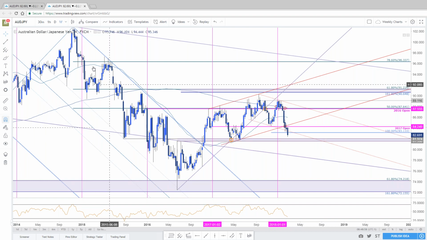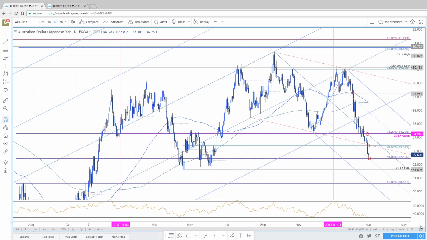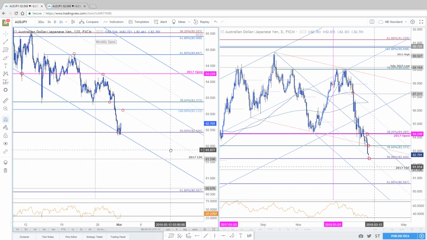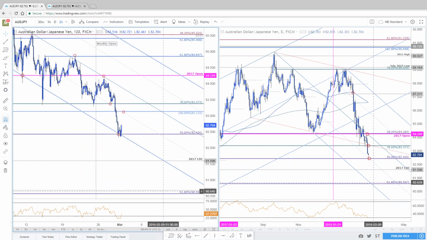Okay, on the intraday charts, again, 81.60 is the 2017 low day close. And again, 80.60 into 80.67 would be the next sort of scalp target. That's the key 618. Obviously, the 50 is holding things up now.